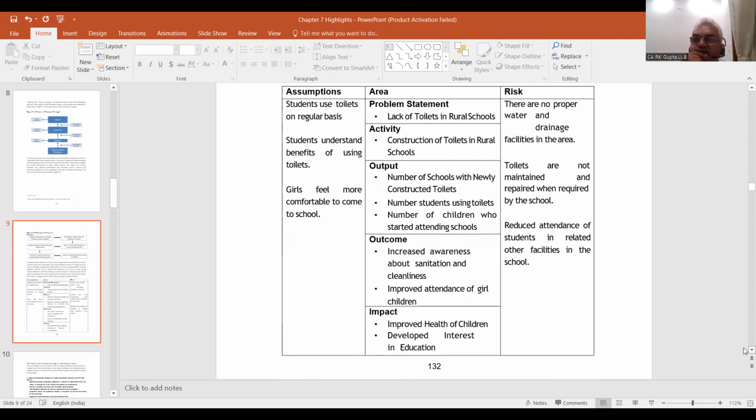Now, what are the risks? A risk is okay. You have built toilets, but there is no flushing facility. There is not adequate water. So there are no proper water and drainage facilities in the area. Toilets are not maintained and repaired when required by the school. And reduced attendance of students in related other facilities in the school. So these are some of the risks.